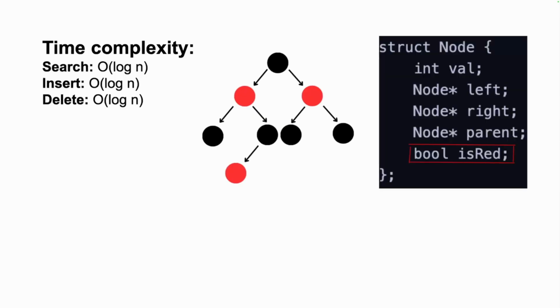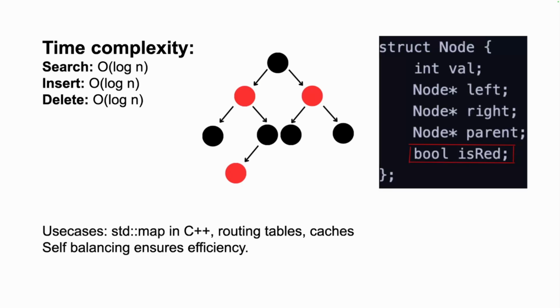On the other hand, the red-black tree adds a Boolean flag, in this case red, and following the red-black tree rules, it allows search, insert, and delete time complexity of O log n, which is guaranteed. The use cases are std::map in C++. There are also similar structures in Python and Java, routing tables, and caches.